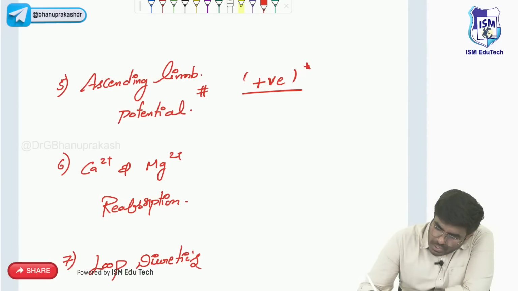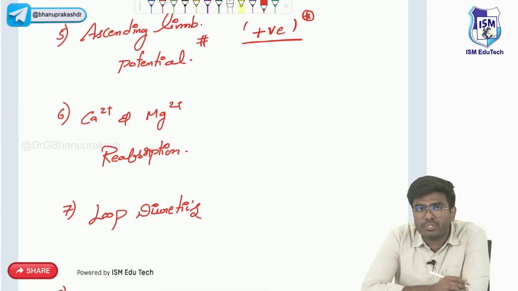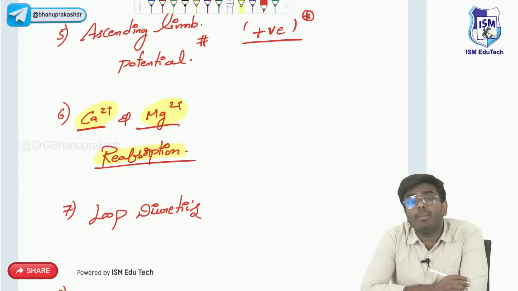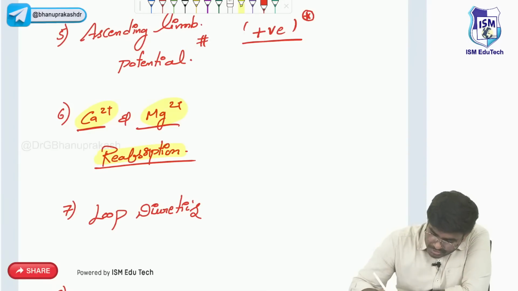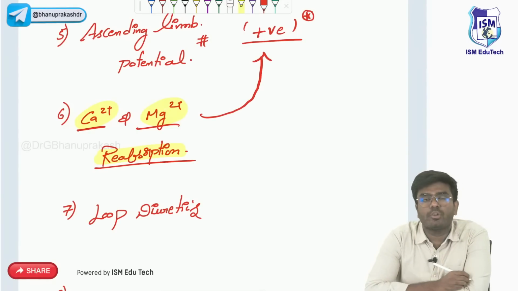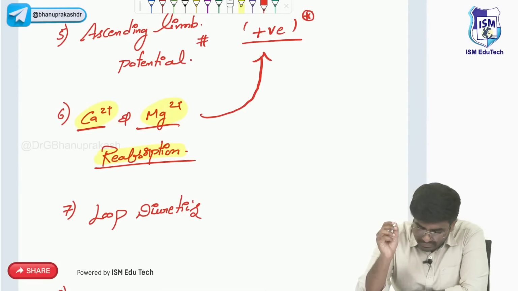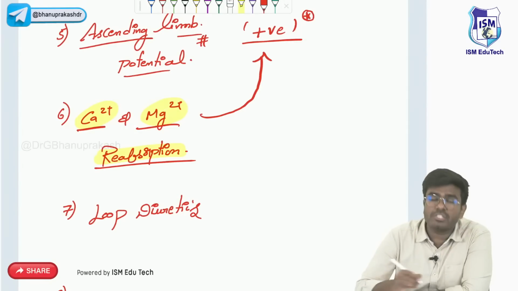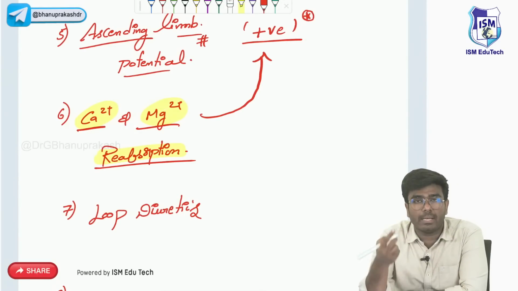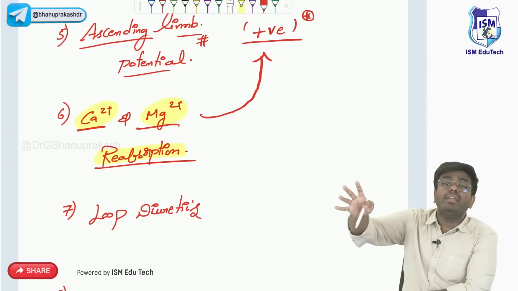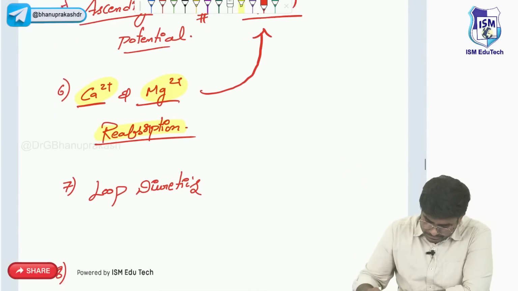Now, what is the importance of this positive charge? If someone in your exam asks about calcium and magnesium reabsorption, it happens because of this positive charge. Calcium and magnesium reabsorption happens due to the positive potential in the ascending limb of loop of Henle. This positive potential will repel the calcium and magnesium, so the calcium and magnesium are being reabsorbed.